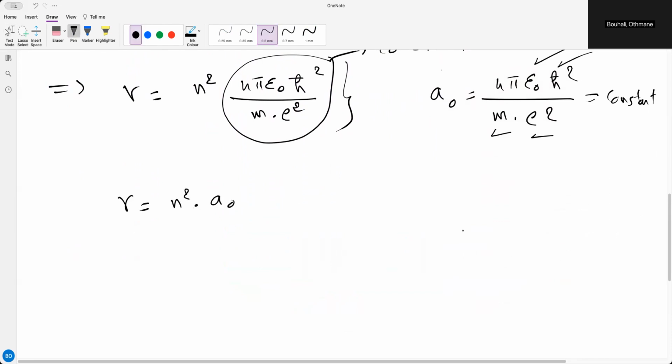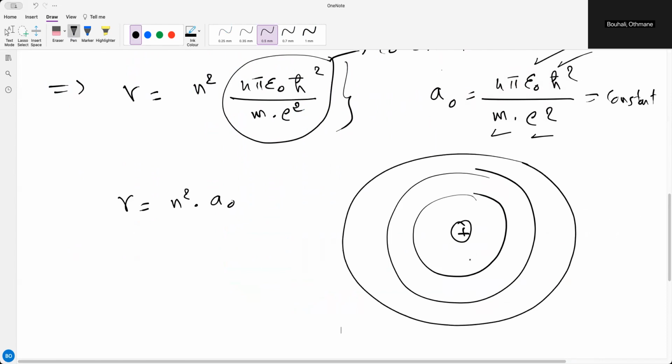What is this? This means that inside the atom, you have those orbits, and each orbit has a specific radius. We call it Rn. This means the radius of the first orbit is equal to A0. The orbit 2 is equal to 4A0. Orbit 3 is equal to 9A0, and so on. So this will be n equal 1, n equal 2, n equal 3.